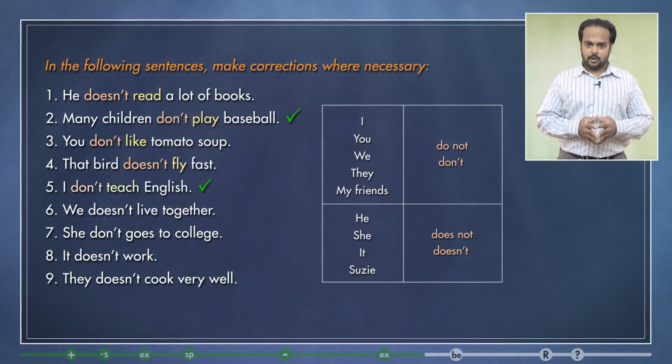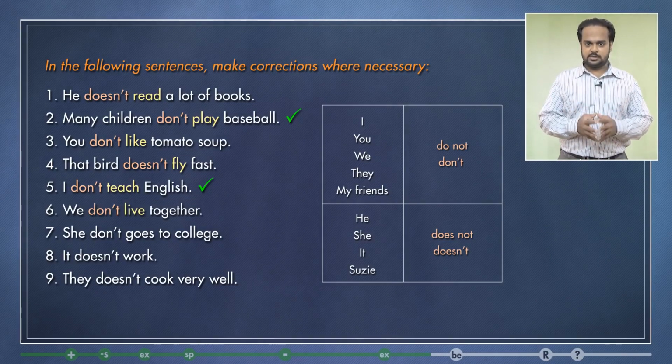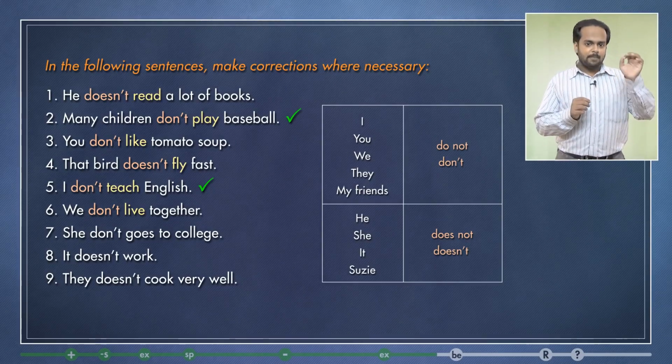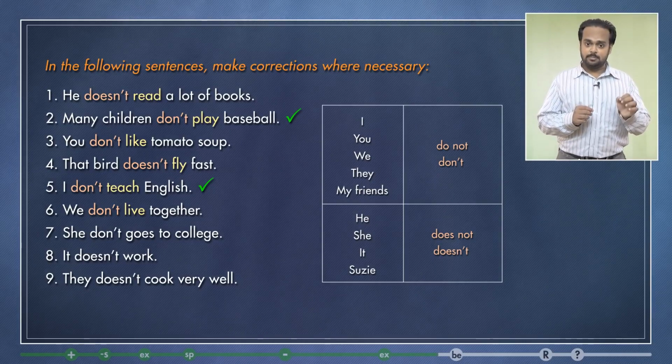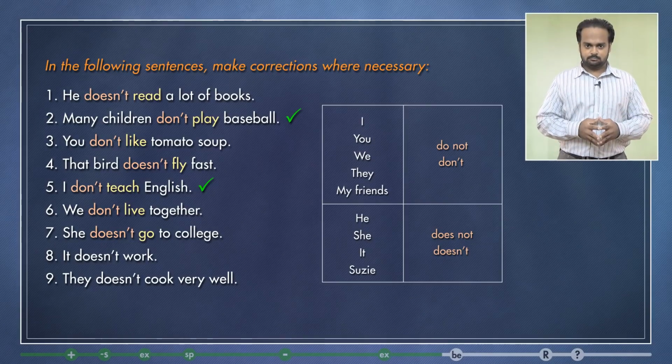Number 5 is correct. I don't teach English. Number 6 is wrong. You need don't again because the subject is we. So we don't live together. Number 7 is wrong as well. And this is another common type of error. The s is added here. That's good, but it's added to the main verb, go. It should be added to the helping verb, not the main verb. So she doesn't go to college.